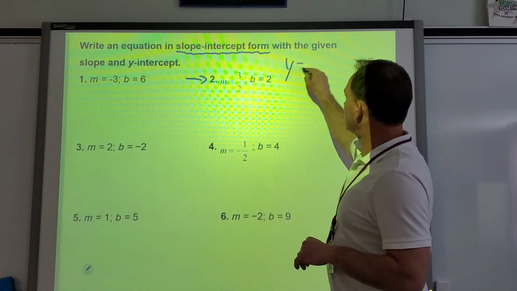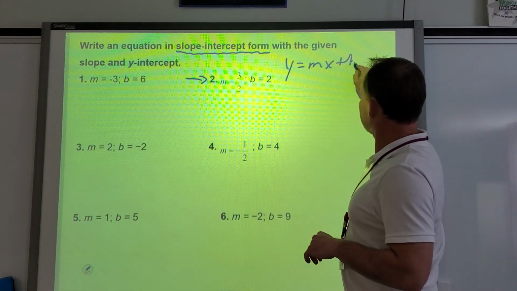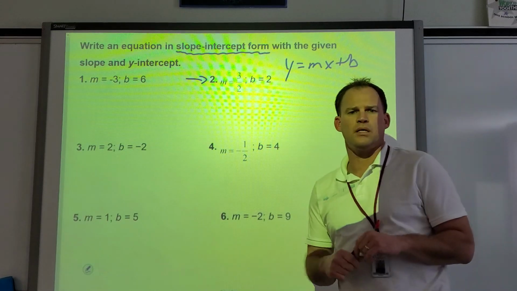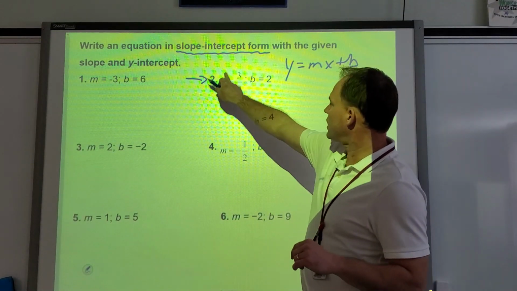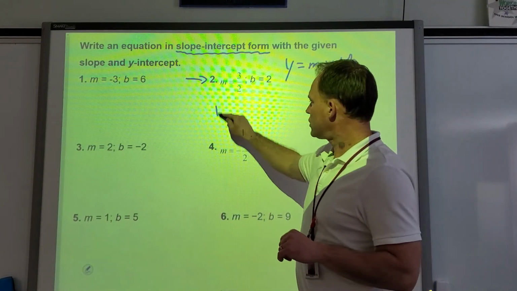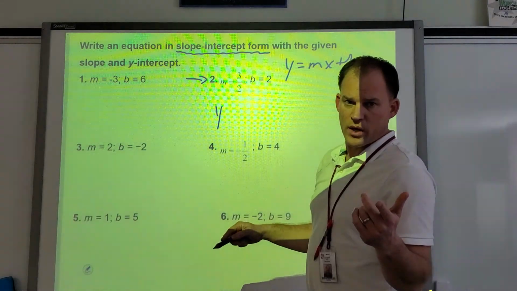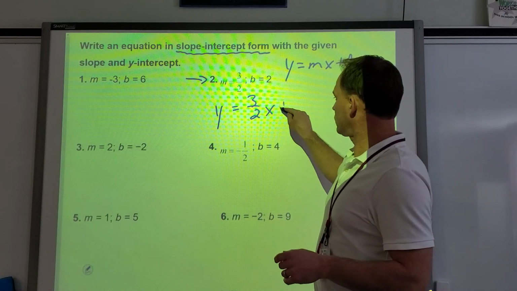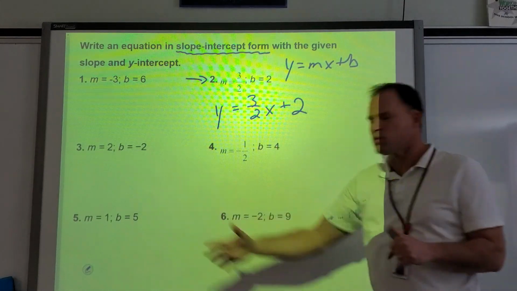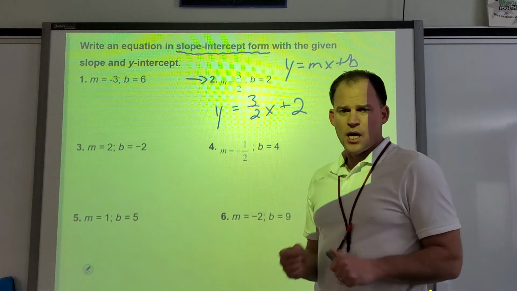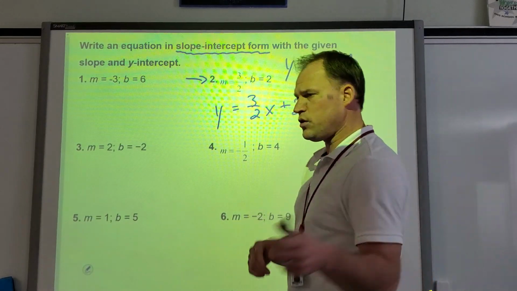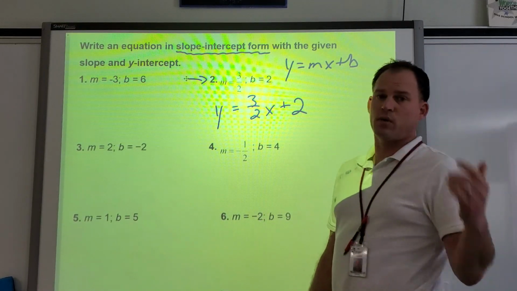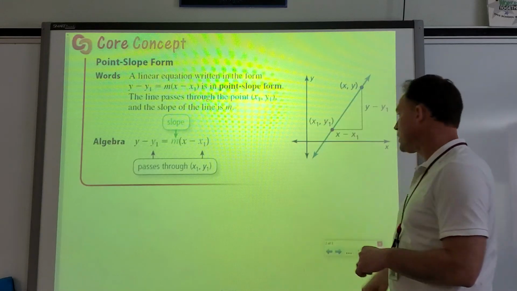So that is y equals mx plus b. So we look here, give you the slope, give you the y-intercept. What's the equation? There you go. So when I give you the slope and I give you the y-intercept, pretty quick, pretty easy. Hopefully you've got the hang of that by now, because now we're going to kick it up a notch.